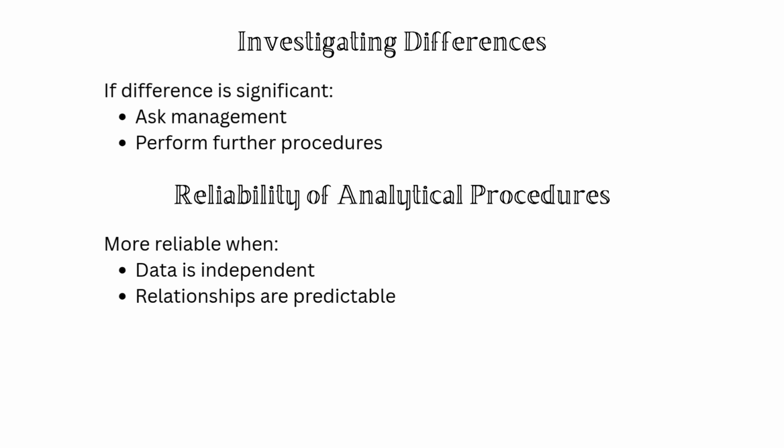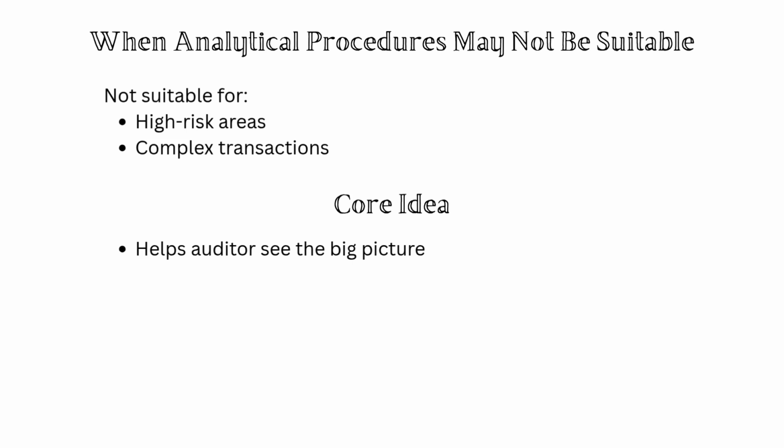Analytical procedures are more reliable when data is from independent sources, or relationships are predictable, and controls over data are strong. On the other hand, they are less reliable when data is uncertain, or relationships are complex, or risk is high. In some situations, analytical procedures alone are not sufficient.